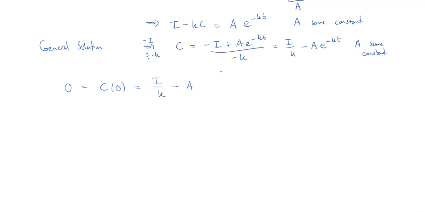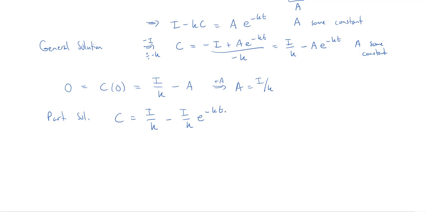minus a times, okay, we get e to the negative k times 0. Ooh, that's e to the 0, which is 1. So I just get I over k minus a. And so if I add a to both sides, I get a equals I over k. And so my particular solution is going to be c equals I over k minus I over k e to the negative kt.